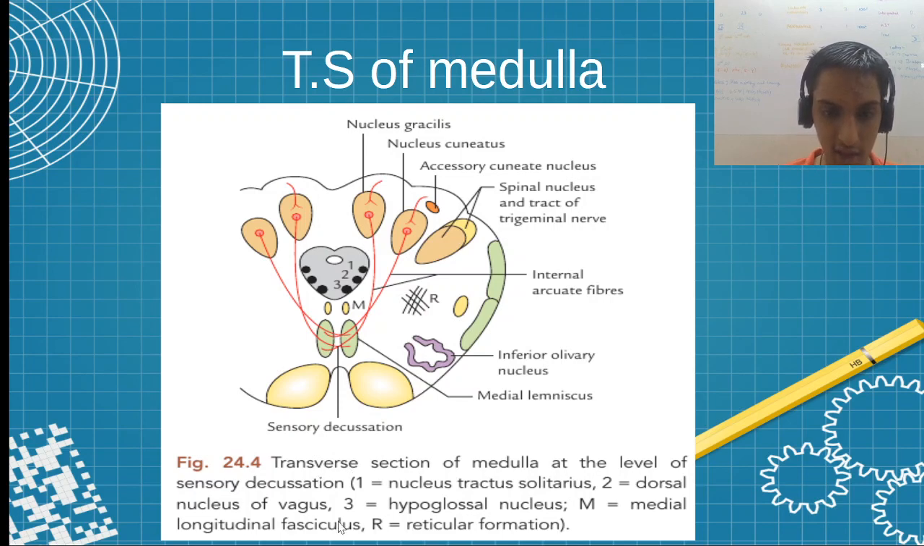Then dorsal nucleus of vagus. So vagal nuclei. This is the hypoglossal nucleus. Surrounding that should be what? The white matter. Obviously white matter. Outside we should have the gray matter. Okay. Alright. So this is, as I said, medial longitudinal fasciculus. Okay. And we can see here the pyramid with the arcuate nuclei.